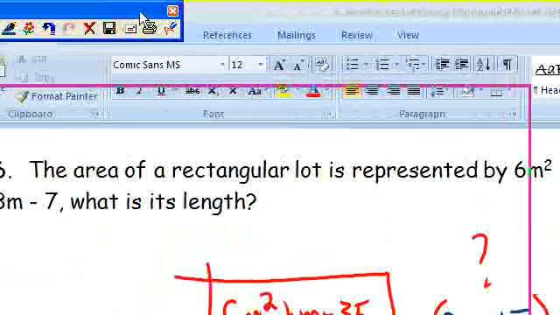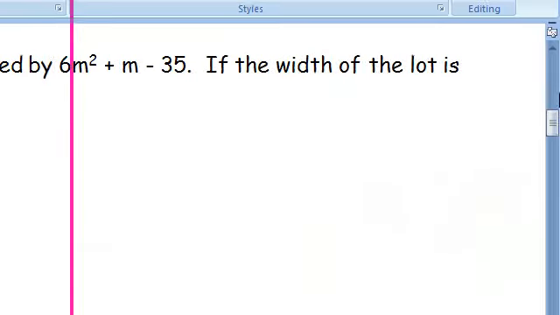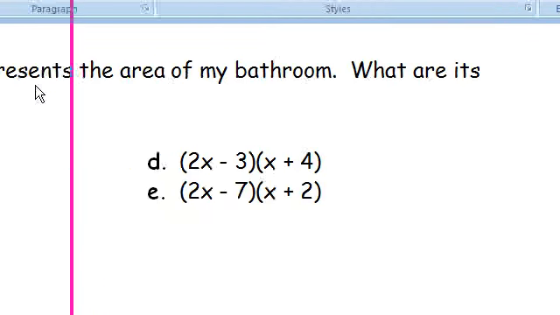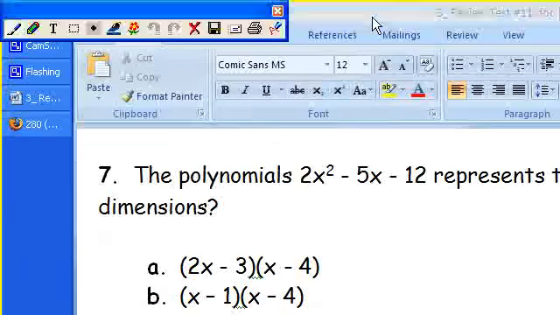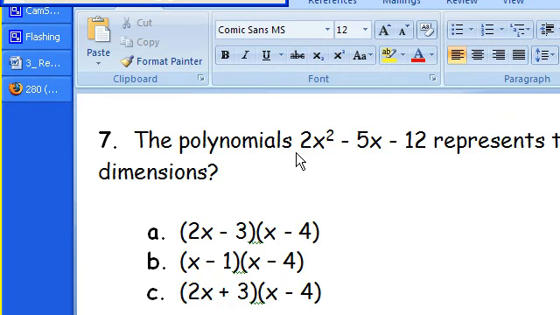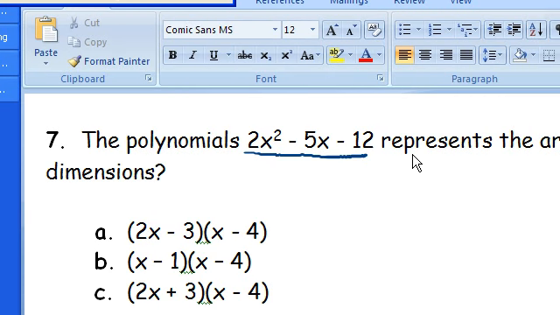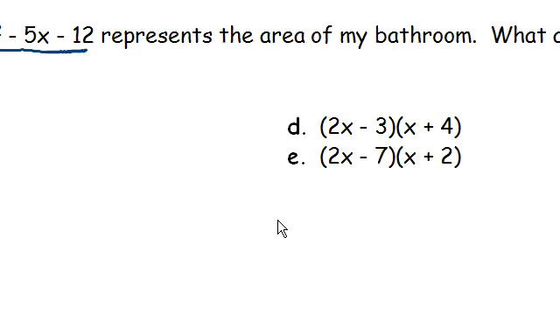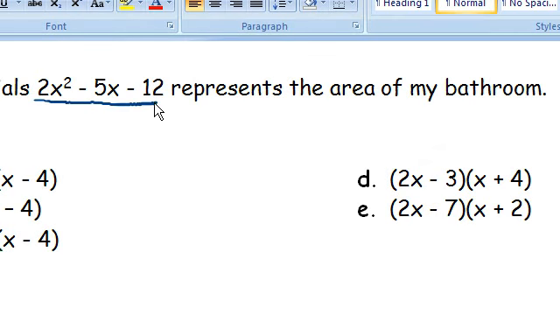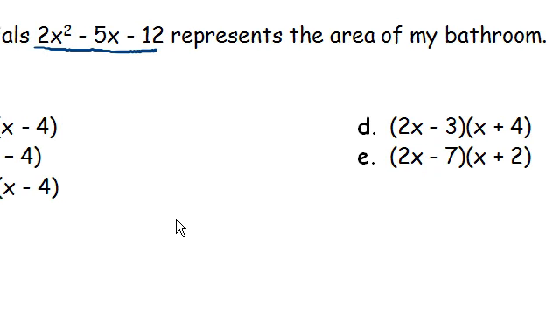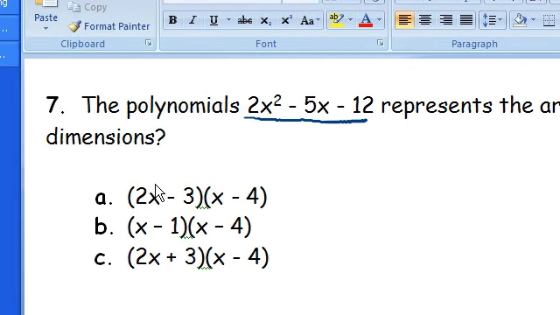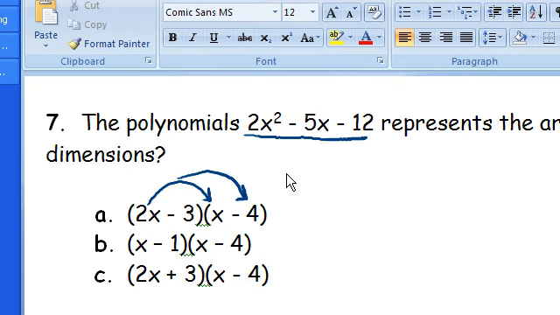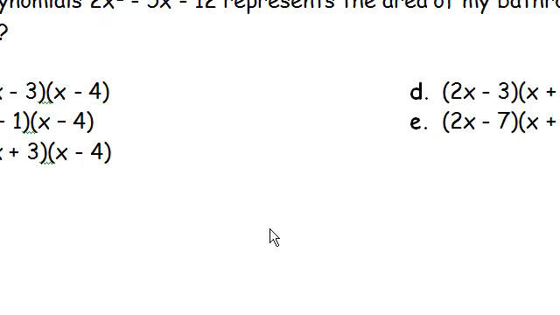Okay, let's keep on trucking to number 7. Scroll bar, scroll down. Ooh, multiple choice. The polynomial 2x squared minus 5x minus 12 represents the area of my bathroom. What are its dimensions? So it's basically asking you to factor this. So if you wanted to, you could FOIL every single one of these answers until you get something that looks like that. That's your fallback. But what we're going to do is actually factor it.